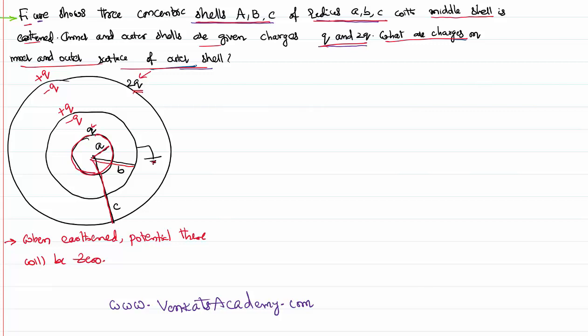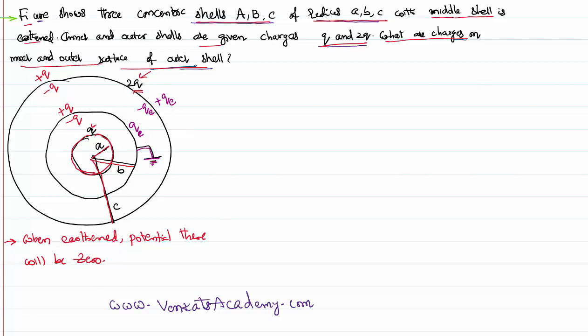This is earthened, connected to the earth. As it is connected to the earth, some charge QE flows from the earth to that surface so that its potential becomes 0. This QE will induce a charge of minus QE on the inner surface of the outer shell and plus QE on the outer surface of the outer shell. This is how induction produces charges.